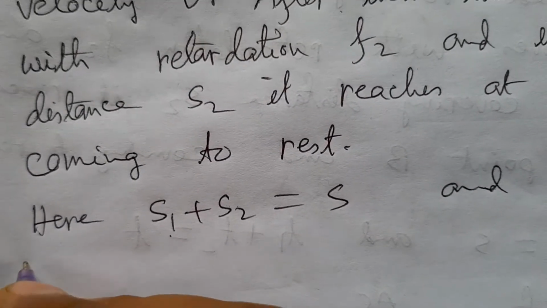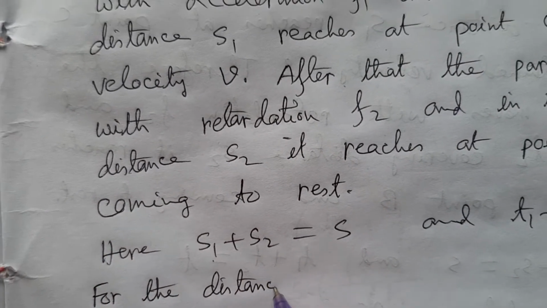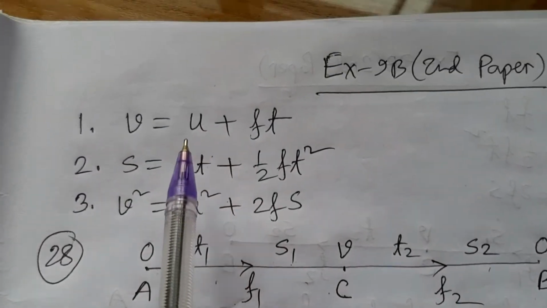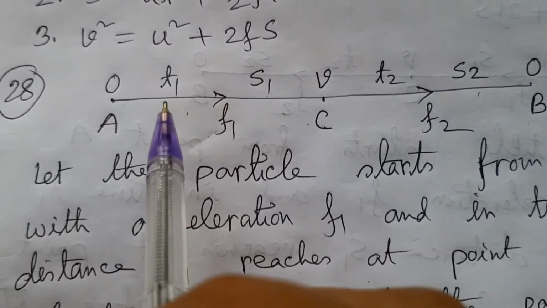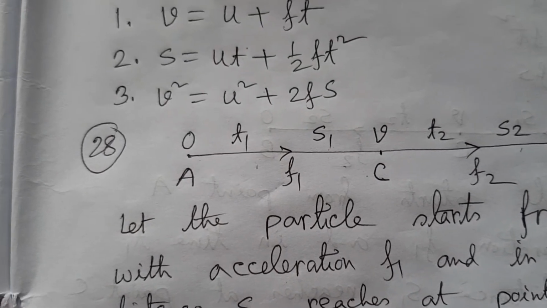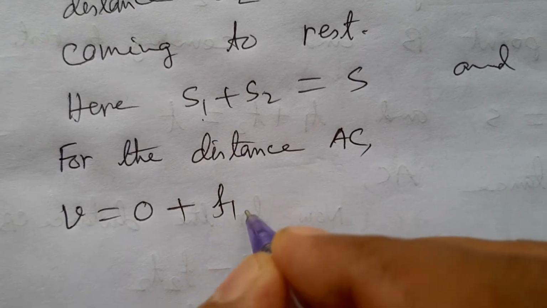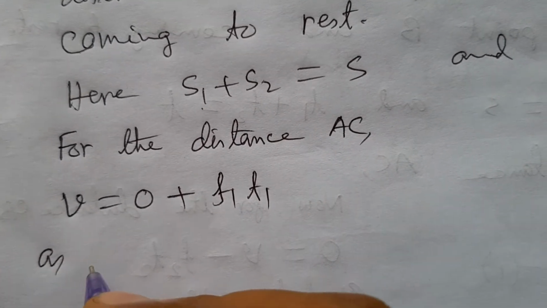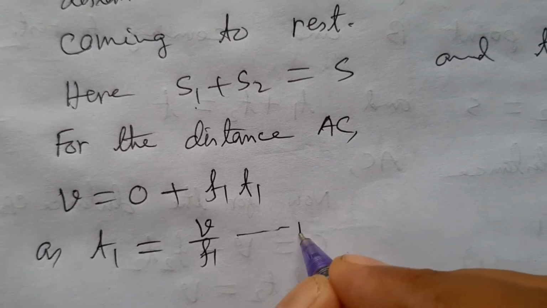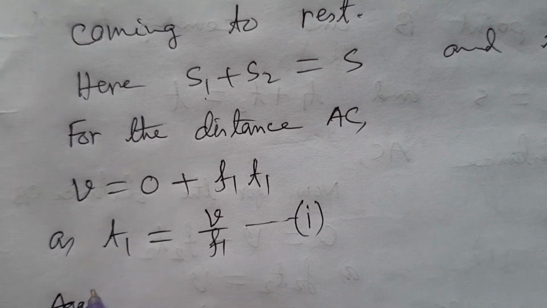So now we can write for the distance AC, here the first formula is V is equal to U plus Ft. Here V is V, U means 0, and this is acceleration, so V is equal to U plus Ft. F means F1, T means T1. So from here we get the value of T1, and T1 is equal to V by F1. This is equation number 1. Again, now we apply the second formula.